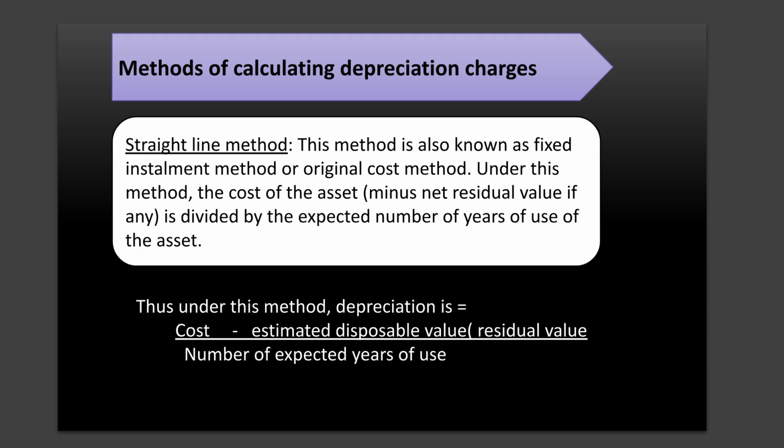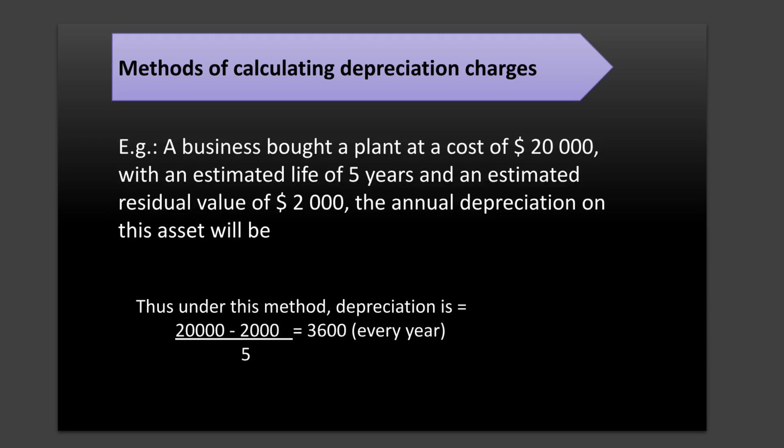One method is the straight line method, also known as the fixed installment or original cost method. Depreciation is calculated by dividing the asset's cost minus any residual value by the expected number of years of use. For example, if an asset costs $20,000 with a 5-year life and $2,000 residual value, the annual depreciation is calculated as seen here, resulting in $3,600 every year.